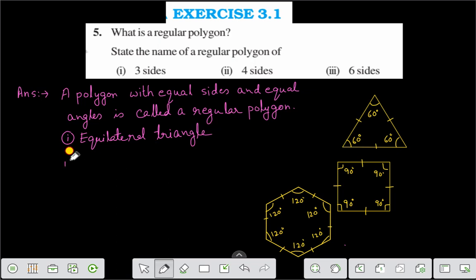Question number 2 is, state the name of a regular polygon of 4 sides. Here you see, there are 4 sides, 1, 2, 3, 4. All the sides are equal and all the angles are equal. All the angles are of 90 degree. Here see, this is 90, this is 90, this is 90 and this is 90. Therefore, we can say it is a square.